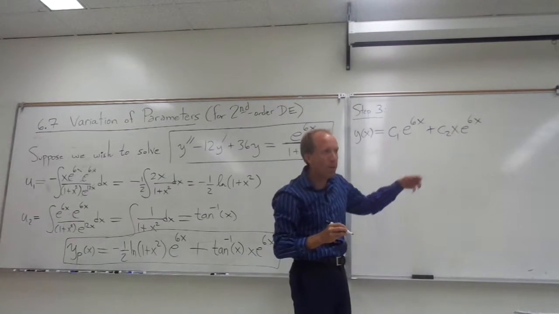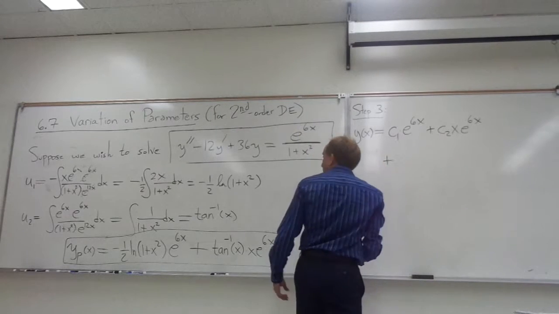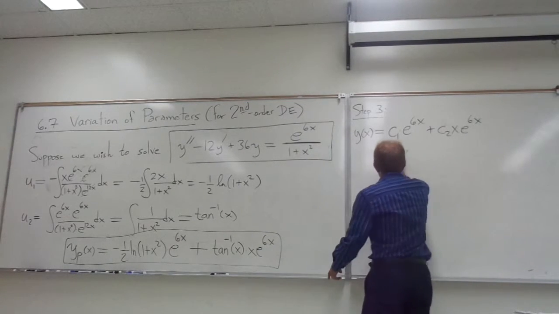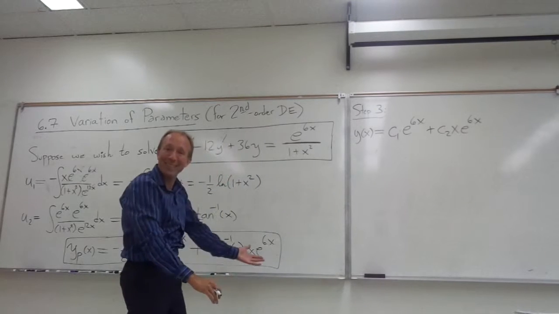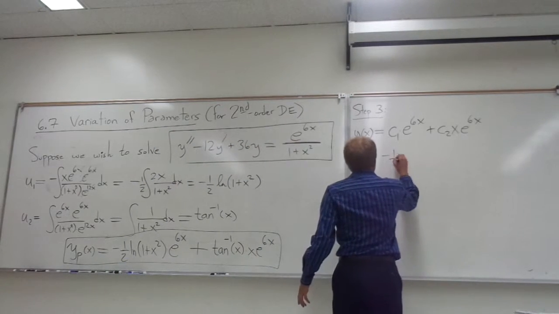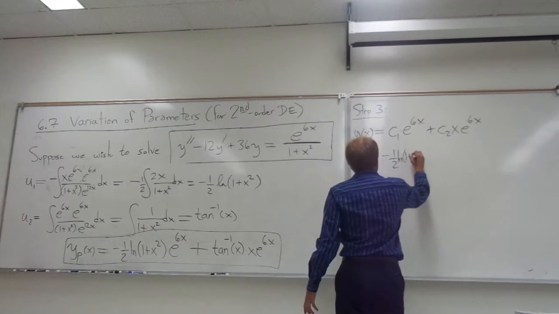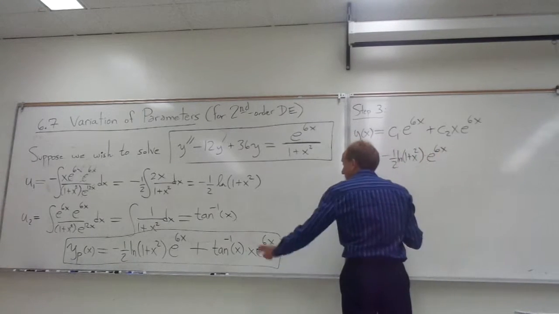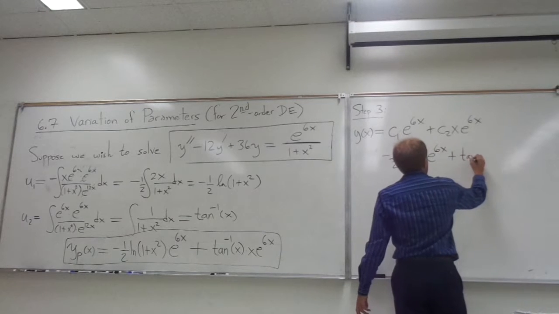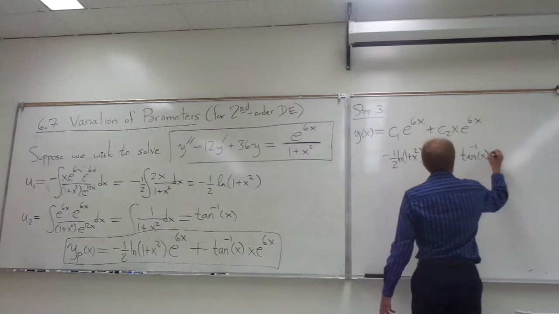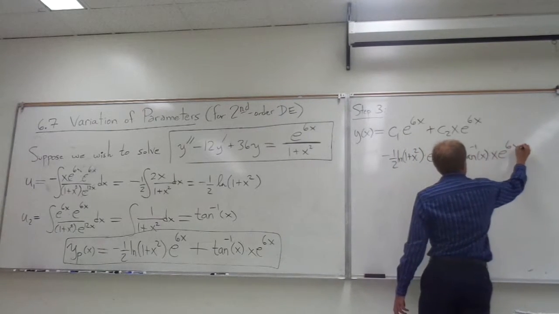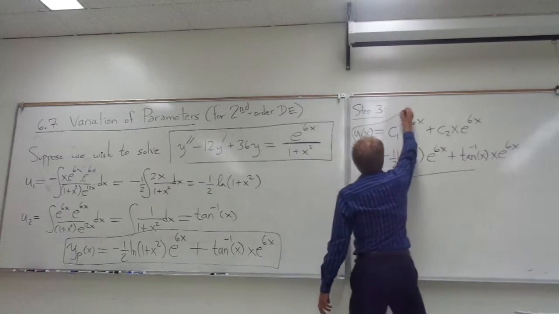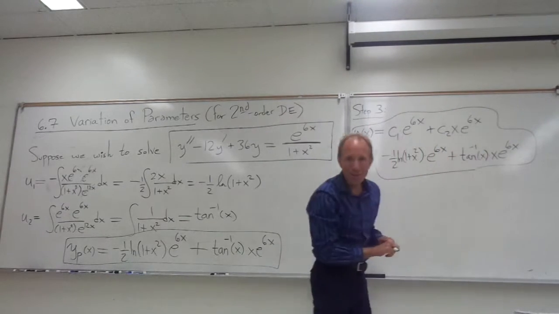That's the complementary function. And now, on top of that, I need to add, which means I'm actually going to start with a minus here. I have to add this. Okay? So minus 1/2 ln of 1 plus x squared times e to the 6x. And then finally, plus the arctangent of x times x e to the 6x. So this is the final answer to the problem.